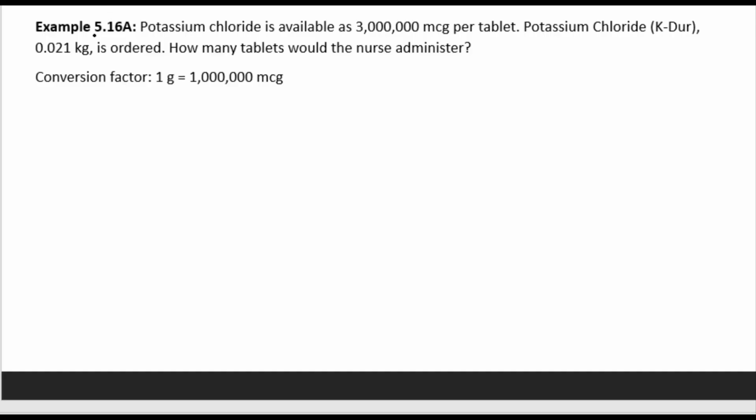So here's our first problem that you're responsible for, 516A. It says potassium chloride is available as 3 million micrograms per tablet. Okay, so you're administering tablets here. This is a regular tablet, right? Maybe it has a little line through it. But anyhow, this tablet contains 3 million micrograms.